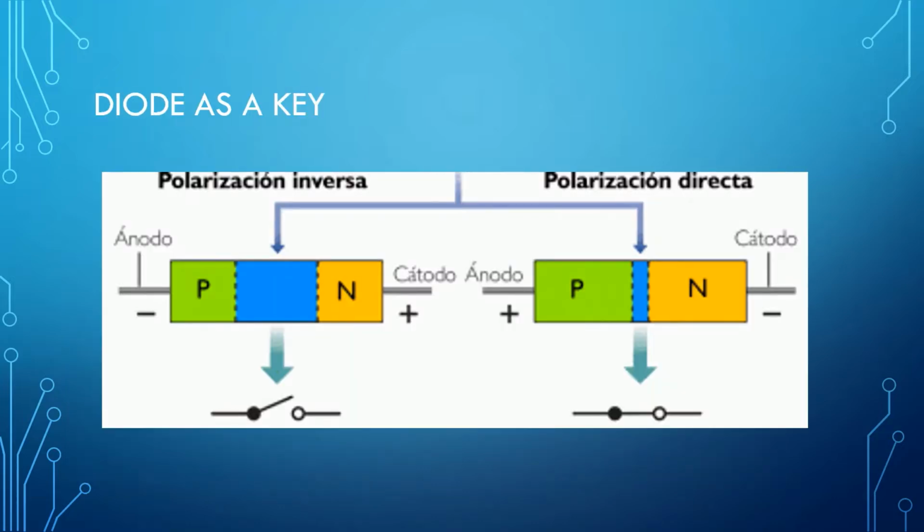This characteristic explains why the diode works as a key for the passage of current, where it only allows flow when the voltage to which it is subjected creates a current from the anode to the cathode.